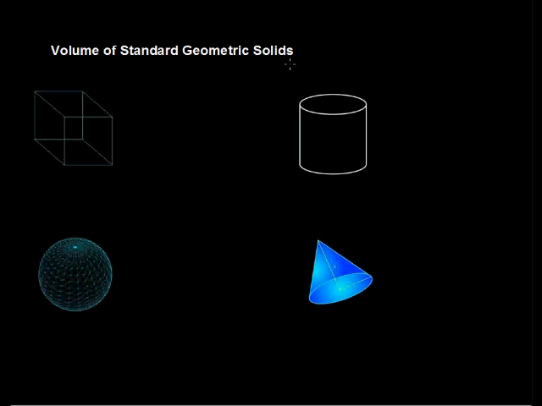In this video, we'll walk through some examples of finding the volume of some standard geometric solids. We have a rectangular prism, a cylinder, a sphere, and a cone. For the first two, the top two here, the volume will equal the base area multiplied by the height.